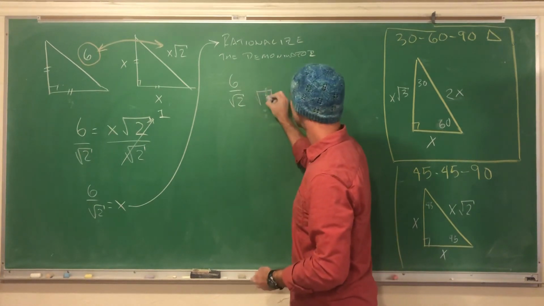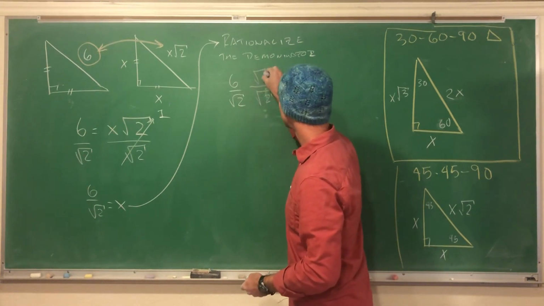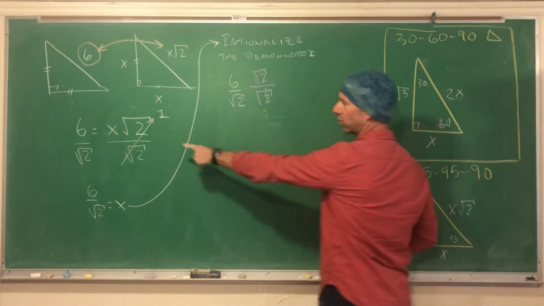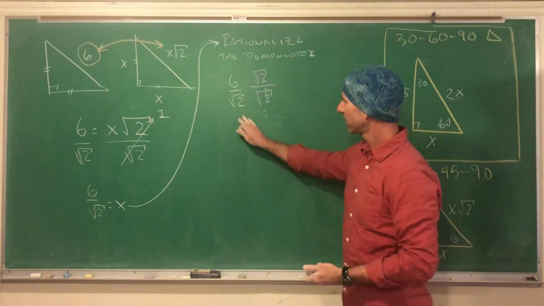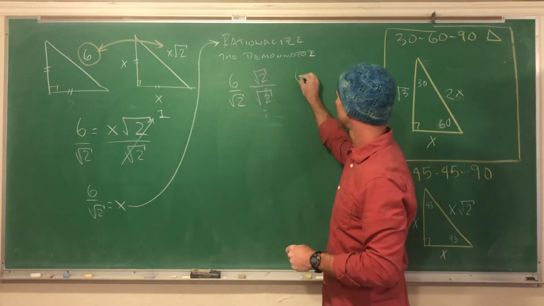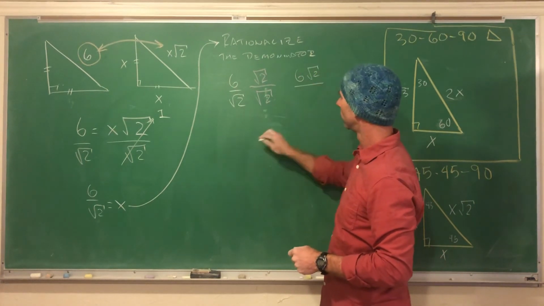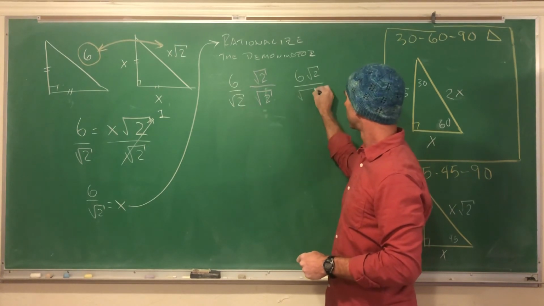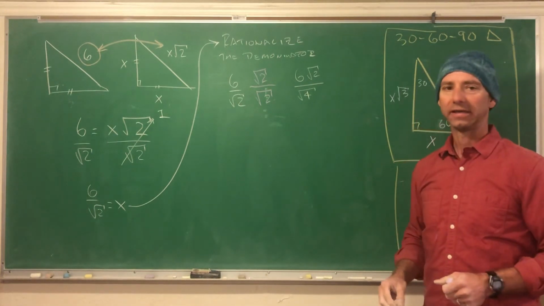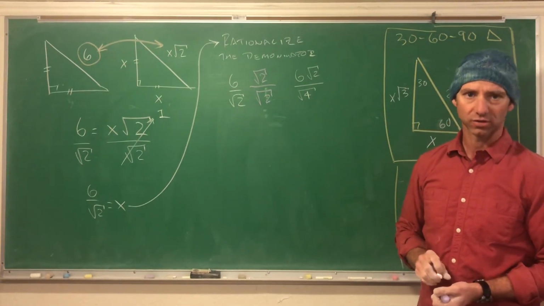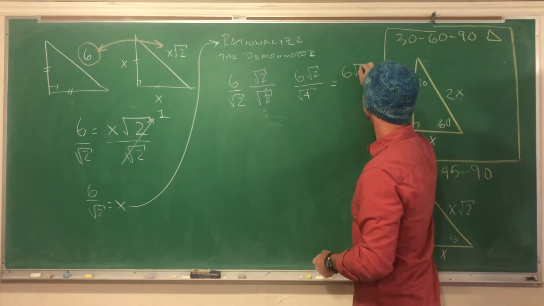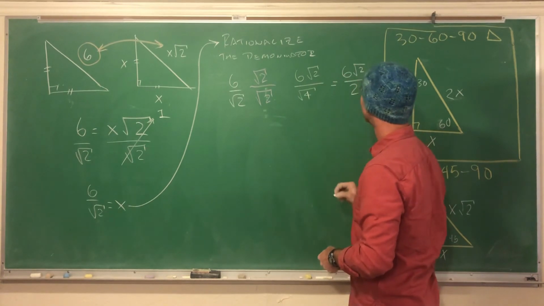If I go root 2 over root 2, this is just 1. We just showed you it's 1 here. So I'm not changing the value of anything. I'm just rearranging it a little bit. So now I'm just going to multiply straight across. I get 6 times square root of 2 over root 2 times root 2, which turns out to be root 4. I like square root of 4. It is one of our perfect squares. So this is going to be 6 root 2 over 2.